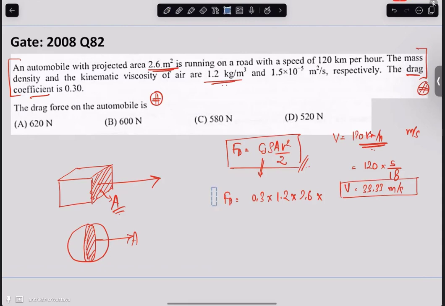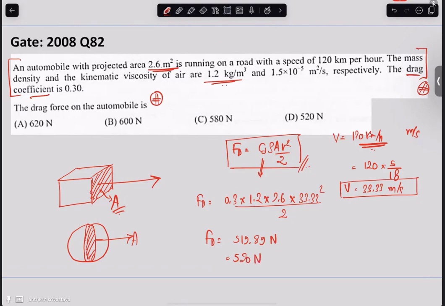So let's just substitute the velocity here and we'll get the value of FD. 519.89 Newton or 520 Newton. So option D is the correct answer. In this case, this drag force formula was the important thing.